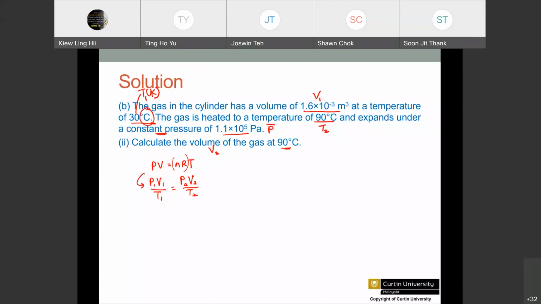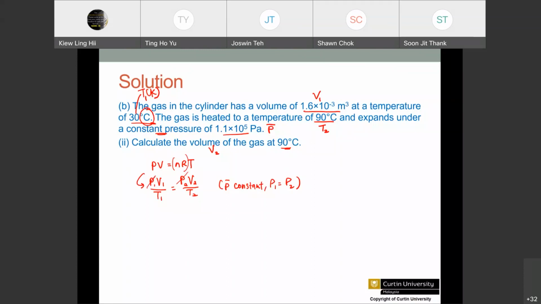Okay. So in this case, given that your pressure is constant, meaning P1 equals P2, so we can cancel off P on both sides. Now we have only V and T. V1 over T1 equals V2 over T2. So let's sub in the values.